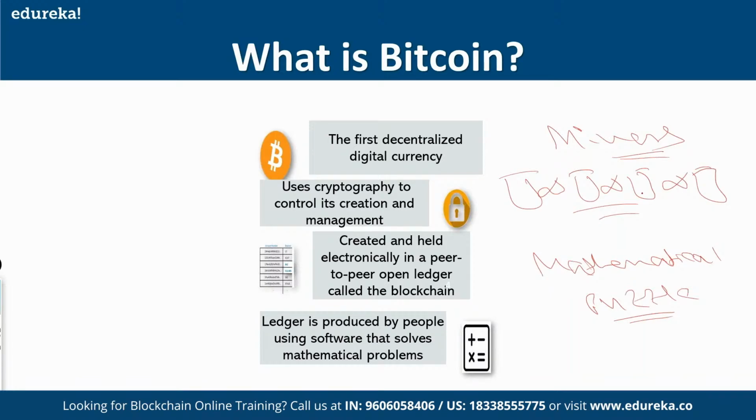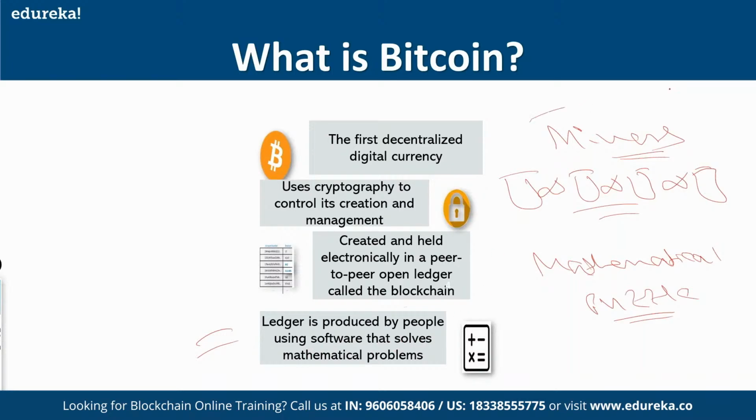This Bitcoin software is going to create a puzzle, and the rest of the people who have joined this webinar, assume you all are miners. Now all the miners should crack that puzzle in order to win. Once you win, there will be only one winner who has found the puzzle very quickly. That person will be eligible to create the block inside the blockchain. That is what we call it: your ledger is produced by people who are using software that solves the mathematical problem.